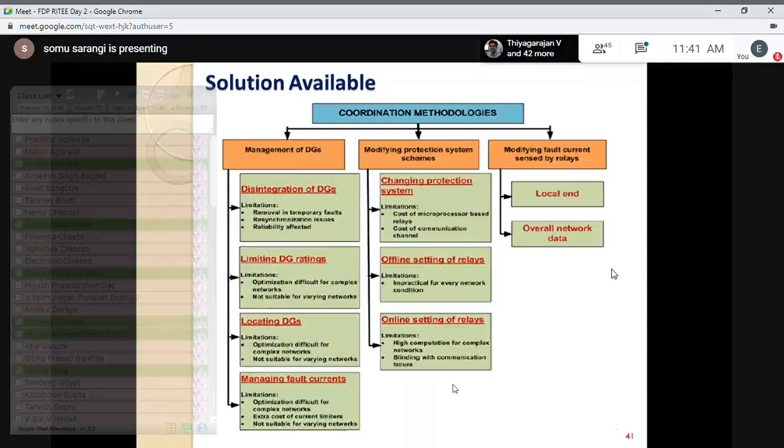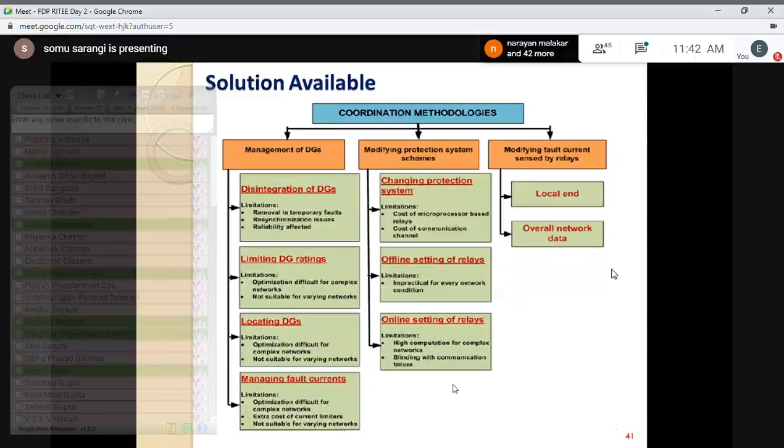However, all these methods, disintegration of DG, limiting the fault current rating, and locating the DG, bind us to include the DG at a different location according to the availability or according to our system specification. So these methods are not preferred. Then what other method do we have? The other method is changing the system protection scheme.